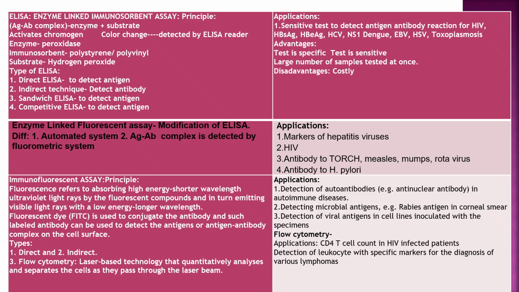Flow cytometry is a laser-based technology that quantitatively analyzes and separates the cells as they pass through the laser beam. Application: detection of autoantibodies, antinuclear antibody in autoimmune diseases, detecting microbial antigen, for example rabies antigen in corneal smear, then detection of viral antigen in cell line inoculated with the specimen. Flow cytometry is also used for CD4 count in the HIV infected patient, and detection of leukocytes with specific markers for diagnosis of various lymphomas.